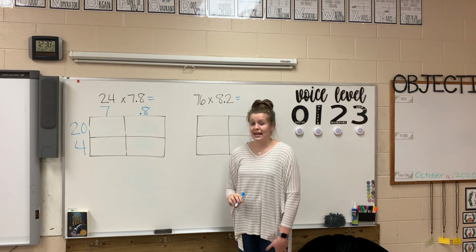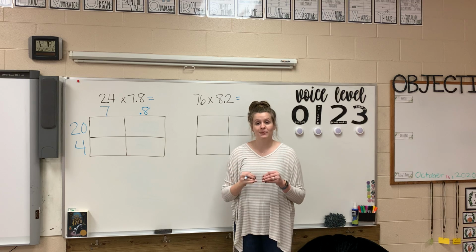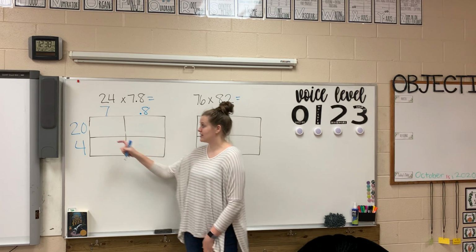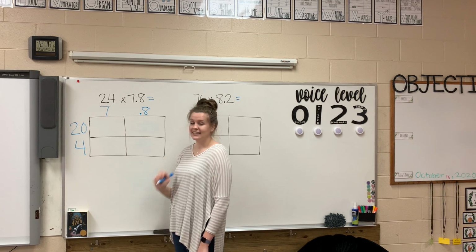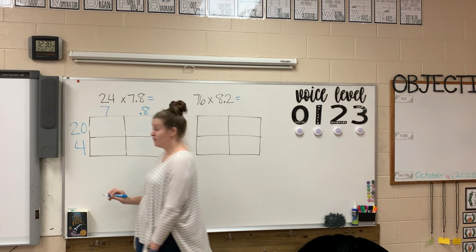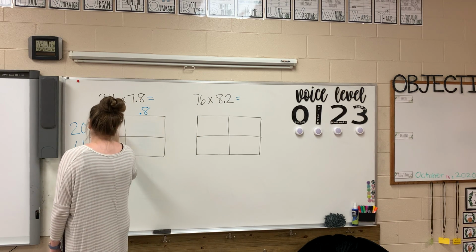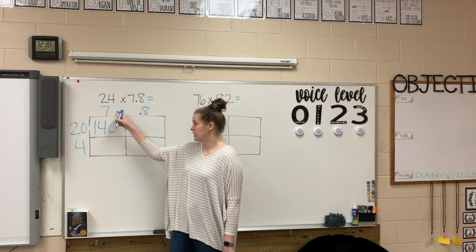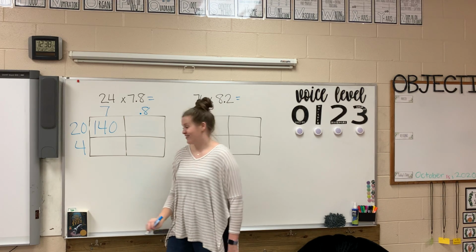So now we're going to do just like normal. We're going to multiply the two numbers on each box. So we'll start here and we have 20 times 7, 140. We'll move to 4 times 7, 28.